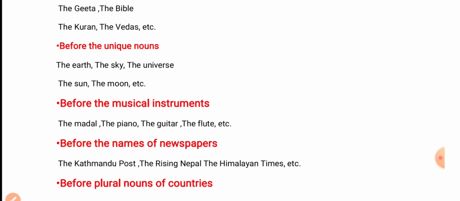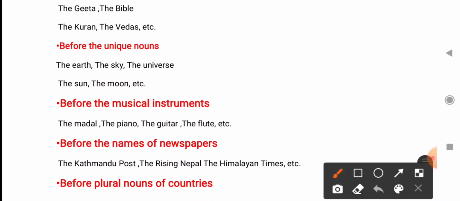Similarly, before musical instruments, in the sense of playing, we use the article. The madal, the piano, the guitar, the flute, etc. These names, look at here: the madal, the piano, the guitar, the flute, etc.